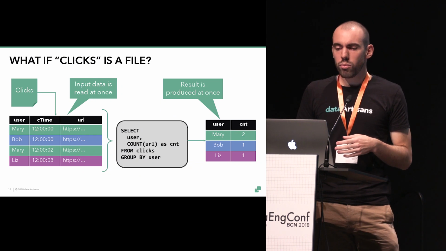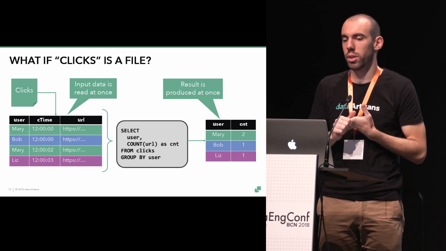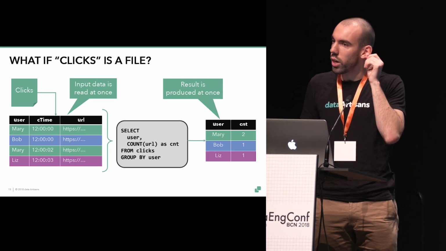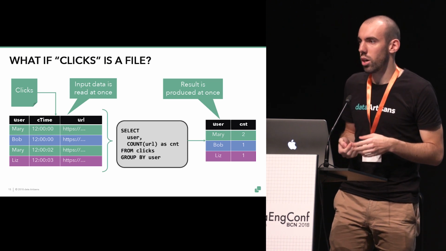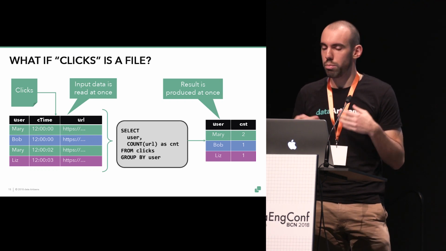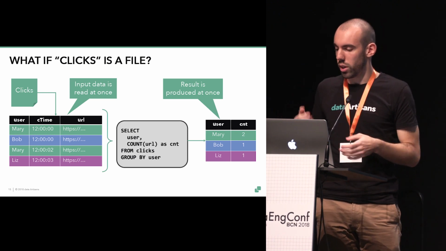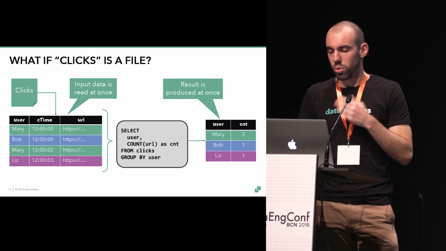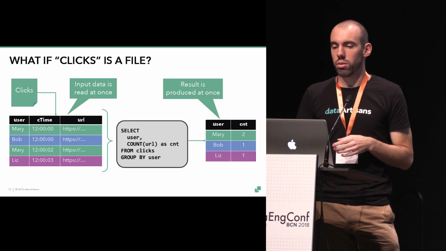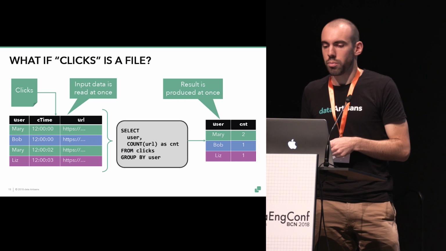So let me quickly explain how we actually ensure that we have the same results for both batch and streaming data. Let's pretend we have a clicks file. It contains some URL clicks from some users, and we now want to just count the number of clicks per user. If we are in a database or in a batch world, what we usually do is we read the entire input at once. We perform some calculation, so we put it into our query in our processor, and in the end we emit the result. So the input is read once, and then the output is also produced just once. That's how the batch world works.